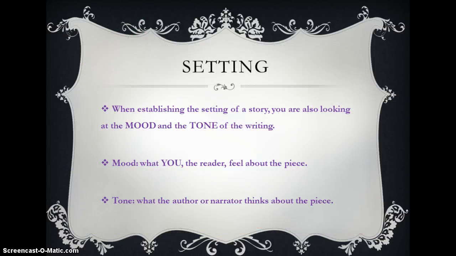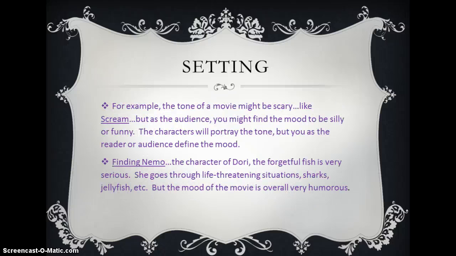So when we're thinking about the setting, we're also looking at the mood and the tone. The mood is how you are feeling about the piece, and the tone is what the author is trying to make you think and feel about. Here's two examples. Like Scream. The tone is that it's a scary thing, and sometimes it's silly as well, and the character will portray the tone, but the reader or the audience is able to define the mood.